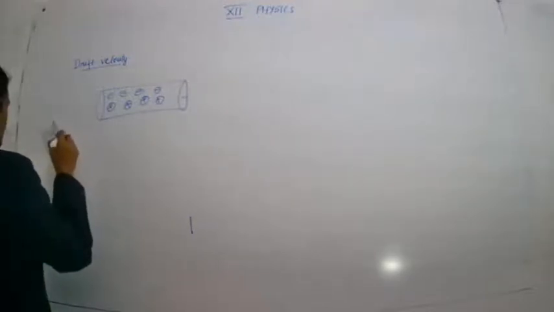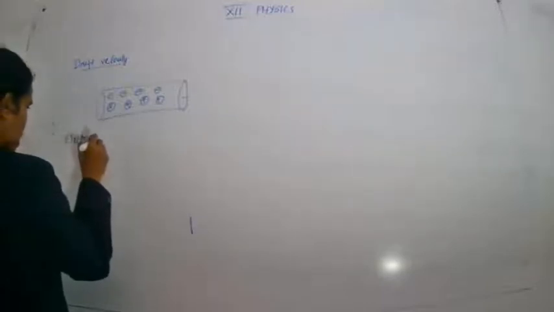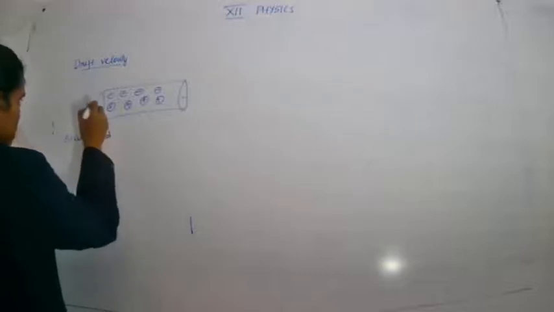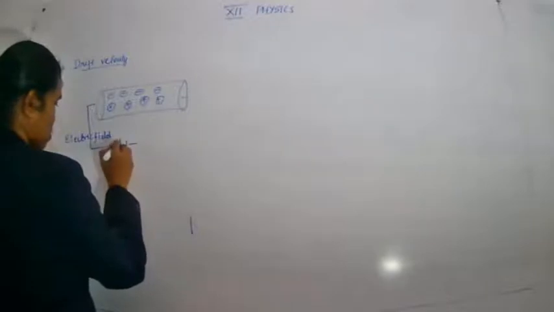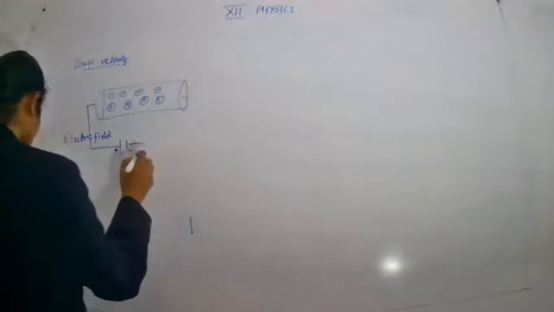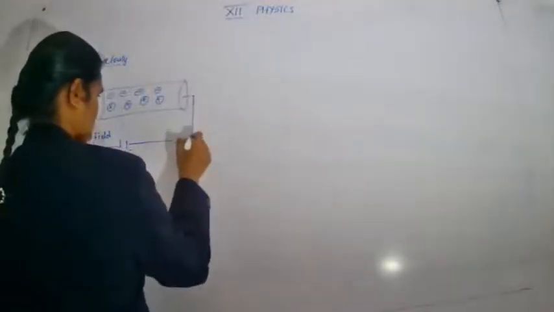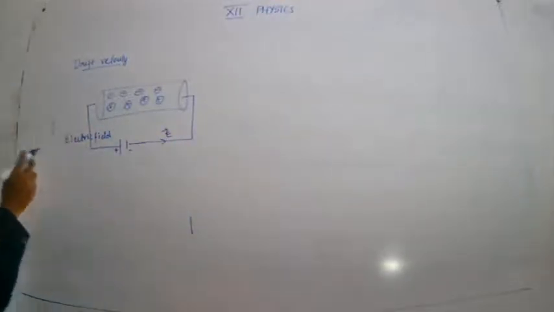Now we are going to apply an electric field, with a positive terminal and a negative terminal. What happens? The electric field is generated, and the positive and negative charges collide with each other and go in a zigzag manner, in a zigzag direction.